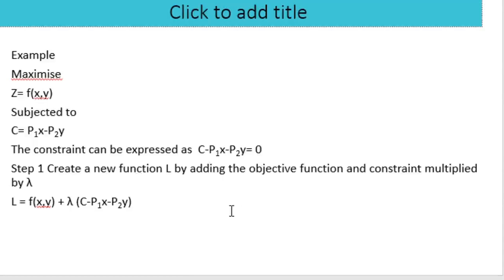Step 1 is to create a new function by adding the objective function and the constraint multiplied by lambda. The constraint can be expressed in the form C minus p1x minus p2y equal to 0. Then multiply this by lambda, then add it to the objective function. Then we will get the new function L equal to f of x, y plus lambda times C minus p1x minus p2y. This is the new function.